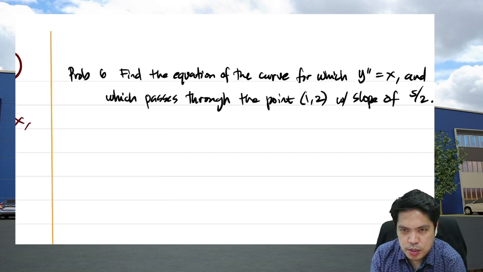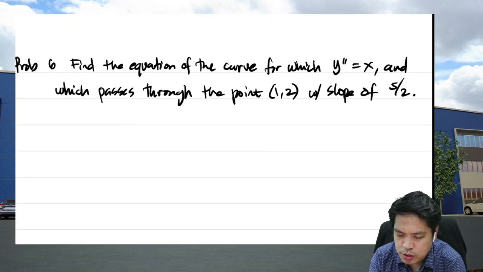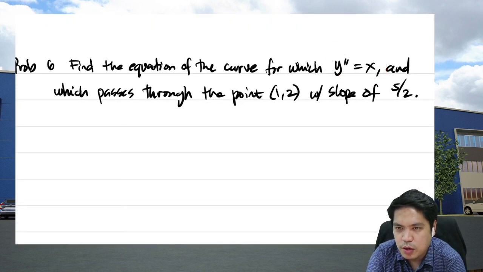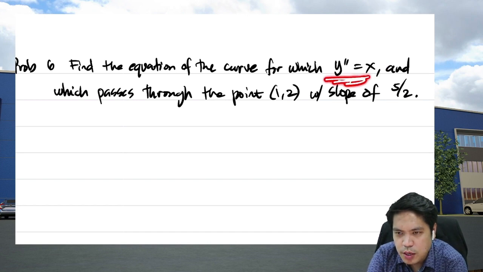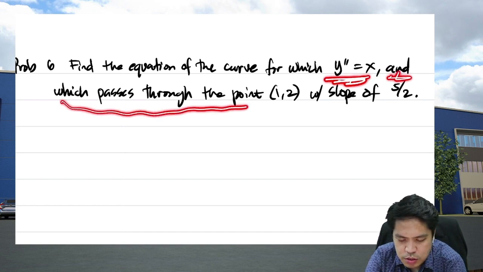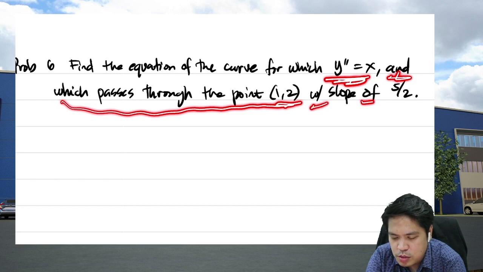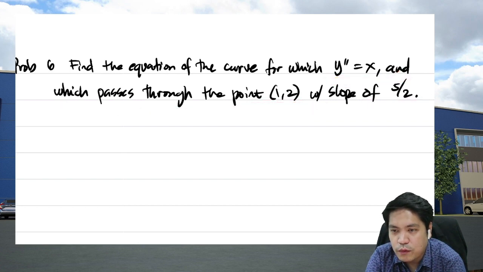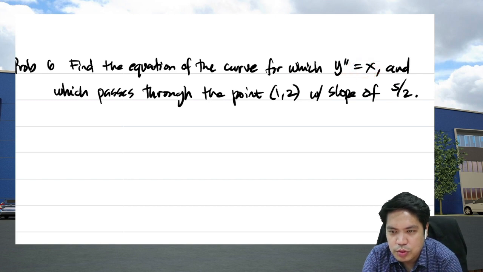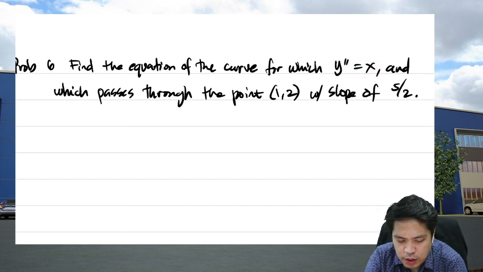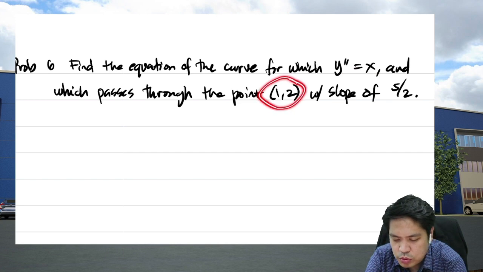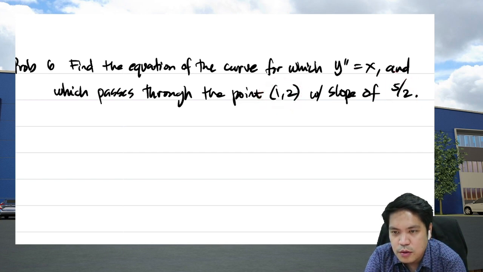So problem number 6, find the equation of the curve which y double prime, so second derivative na tayo, y double prime is equal to x, and which passes through the point 1, 2 with slope of 5 halves. So eto na yung hinahanap nating curve. Yung second derivative daw niya at any point is just equal to the value of x or the abscissa. And it passes through 1, 2, and yung slope niya is 5 halves at 1, 2.